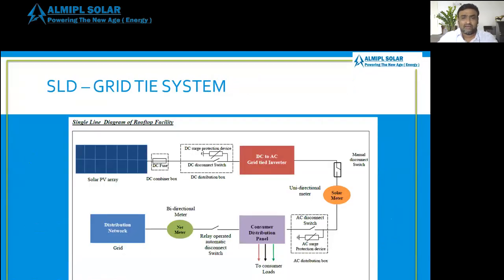SLD, grid tie system. Single line diagram of a rooftop facility. SLD, single line diagram. This is the single line diagram.